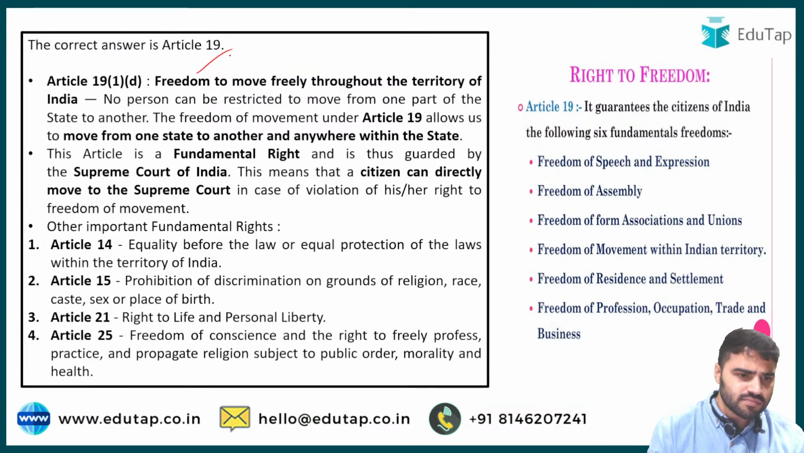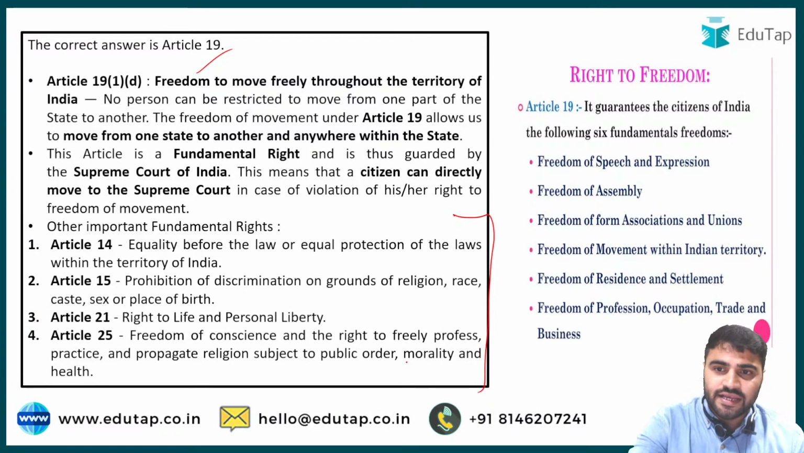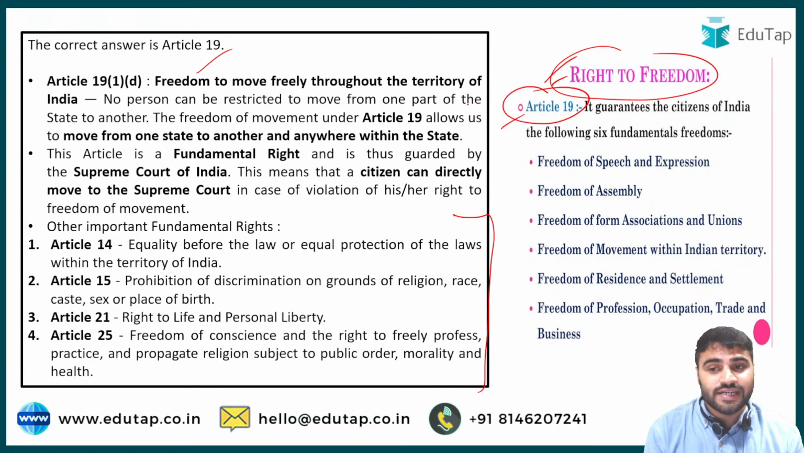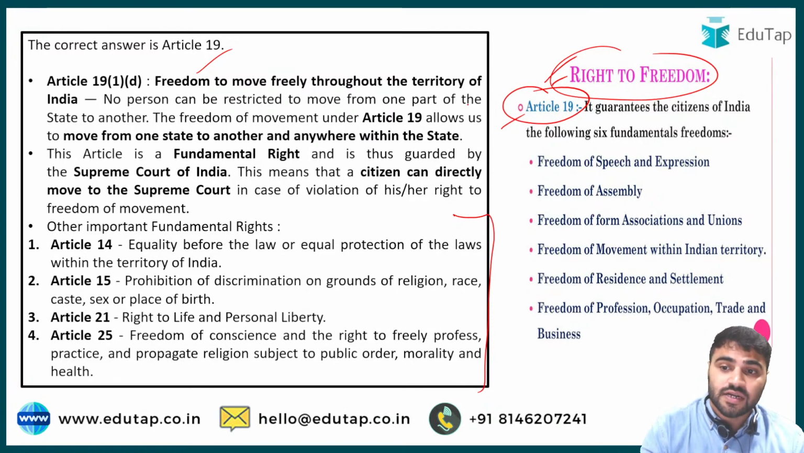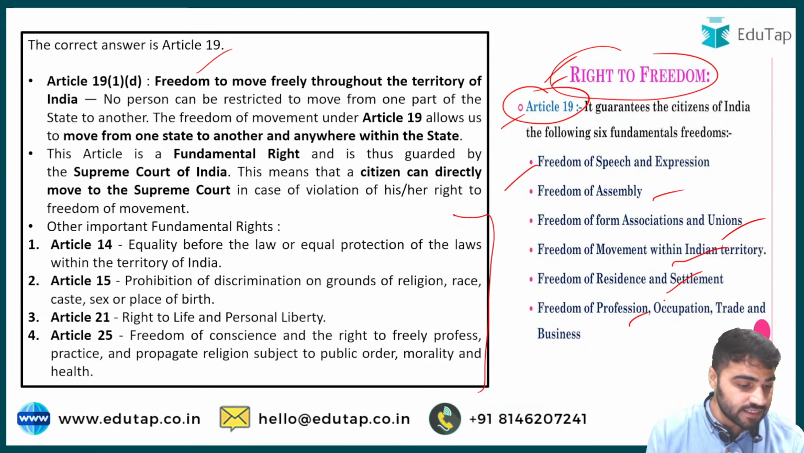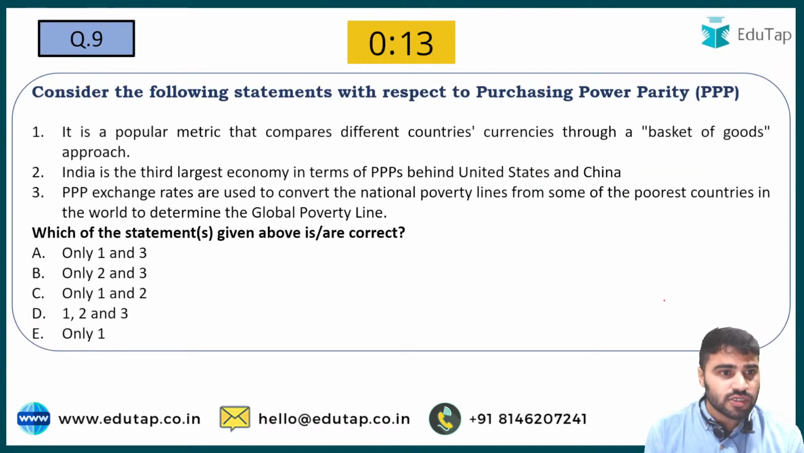So you can here see the other important fundamental rights, and here you can see the right to freedom, that is the rights under Article 19, right? So it guarantees the citizen of India the following 6 fundamental freedoms: freedom of speech and expression, freedom of assembly, freedom to form associations and unions, freedom of movement within Indian territory, freedom of residence and settlement, freedom of profession, occupation, trade and business, right? So this is the right answer. Now let's move to question number 9th.